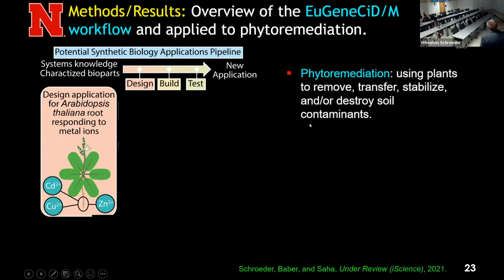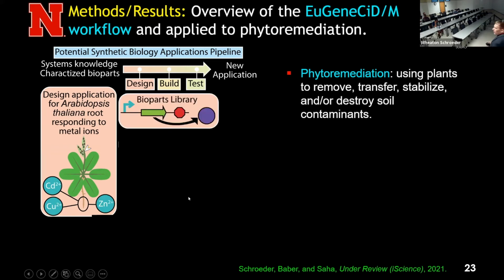So we decided to consider a concept for this called phytoremediation, where we use plants to remove, transfer, destroy, or stabilize soil contaminants. And as with the Orca to DFDA, we're going to start in Arabidopsis because that's our model plant system. So we decided to start by simply designing an Arabidopsis system which could respond to three different heavy metal ions, which might be present as a result of, for instance, pollution from mining.